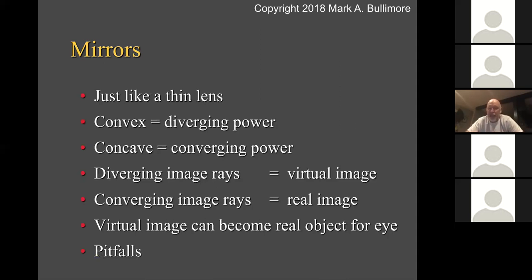But nonetheless, the rays coming off the mirror, just like the rays coming out of a lens, if you have diverging rays, then you have a virtual image. Converging rays, you have a real image. And of course, that virtual image becomes the real object for an eye.